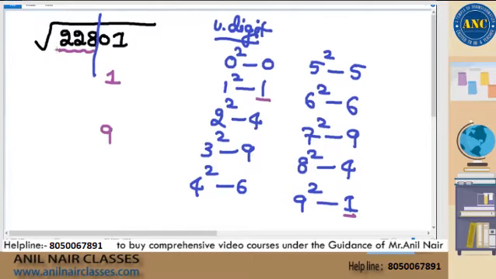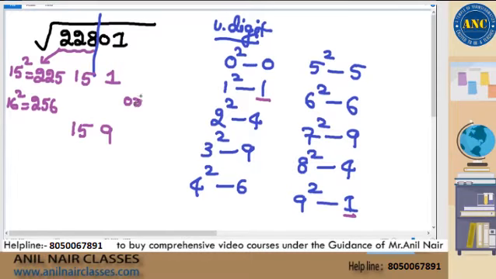228 lies between which two perfect squares? 15 square is 225 and the next number, 16 square, is 256. Take the smaller number. The number is 151 or 159. We are stuck between 151 and 159. Now apply digital sum. Suppose it is 22801, if it is 151.